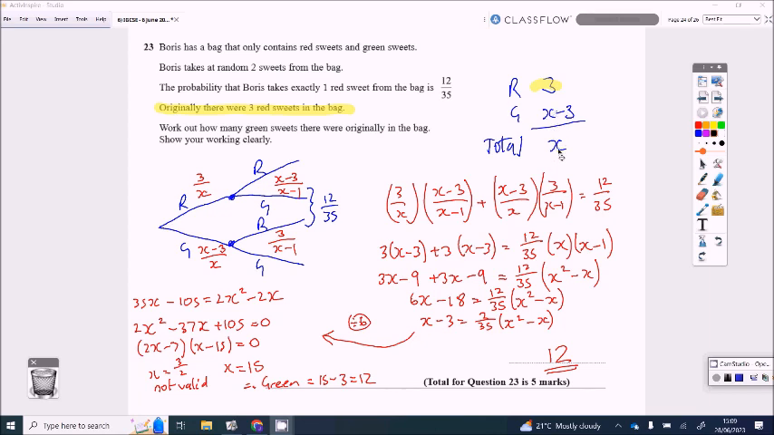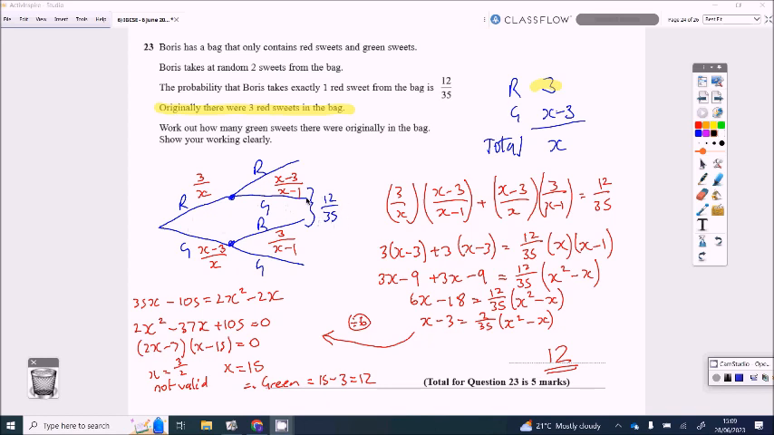Okay, so let's just go and do a little tree diagram over here. So picking a red, then a red, then a red, then a green, then a red, green, then a green. And we're told that the probability of taking exactly 1 red sweet is 12 over 35. So these two endpoints here and here, the red, green and green, red, those added together have got to equal 12 over 35.